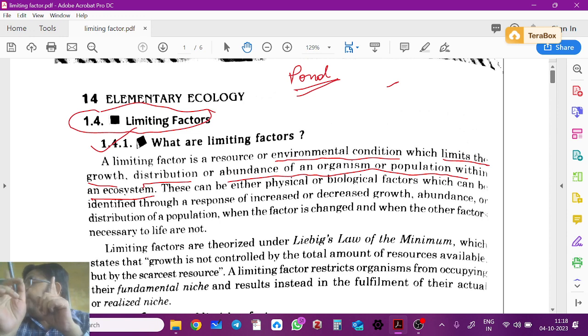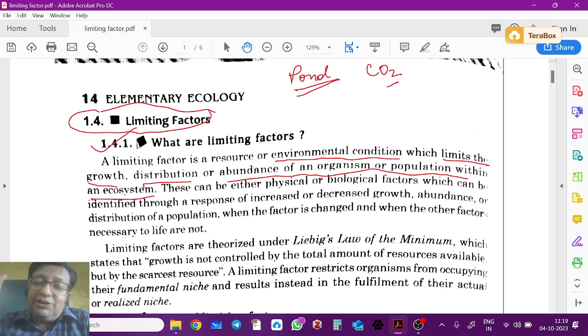So first, for the fish to survive, it needs to eat the plants. For the plants to survive, it needs sunlight. But more than sunlight, what you need over there is carbon dioxide to make photosynthesis and make sugar. And that sugar is eaten by the fish. Clear? So you need carbon dioxide present in the water, and this carbon dioxide is the limiting factor, because once there is no carbon dioxide, nothing will happen. Even though there is sunlight, the plants cannot make sugar by photosynthesis.